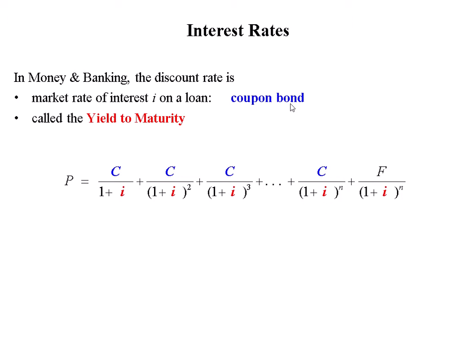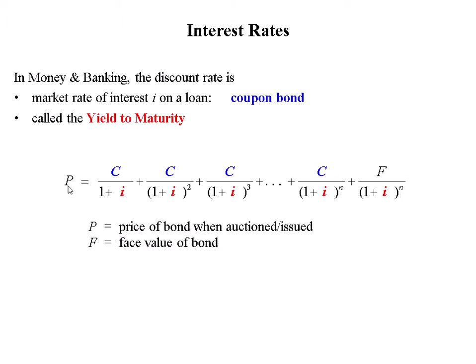And we're talking about a coupon bond here. A coupon bond has coupon payments, which for the most part are identical from period to period. At the end of the coupon bond's maturity, you not only get the last coupon payment, but you also get a face value payment. The present value of this income stream over N years is the price of the bond.